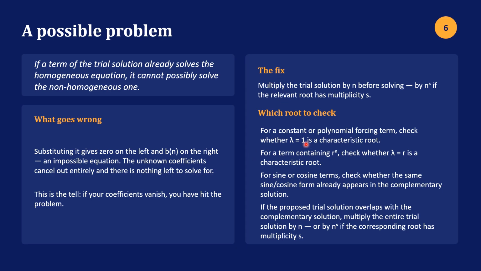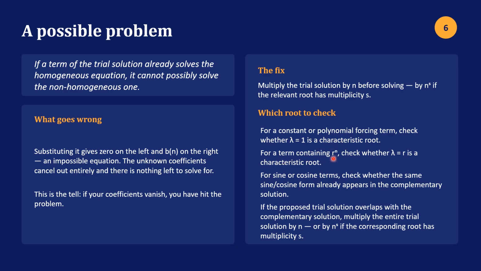So how do we fix this? We multiply the trial solution by n before solving, and by n to the s power if the relevant root has multiplicity s. And this here tells you what to check for basically. So for a constant or polynomial forcing term, again referring to b of n, check whether lambda equals 1 is a characteristic root of the homogeneous equation.